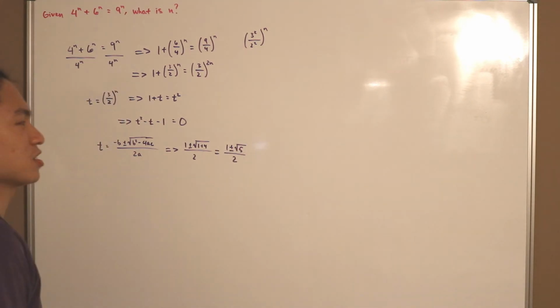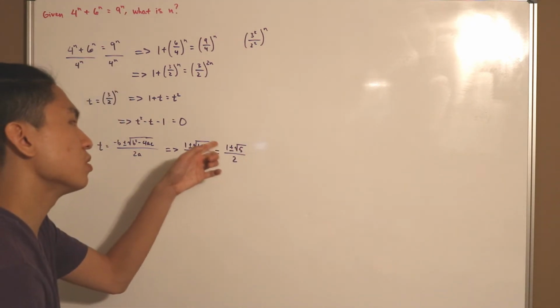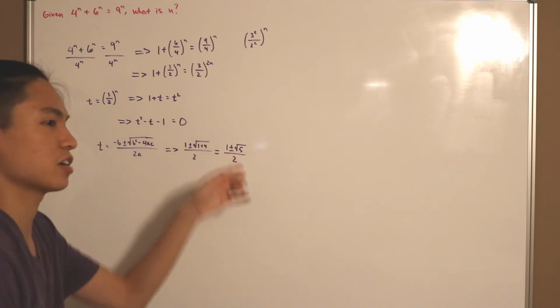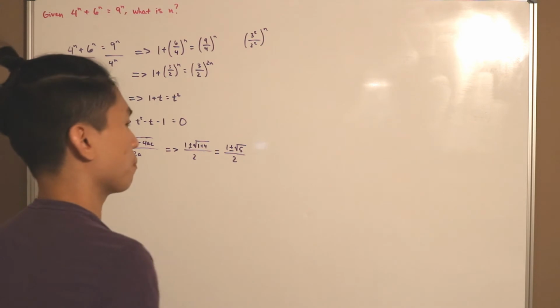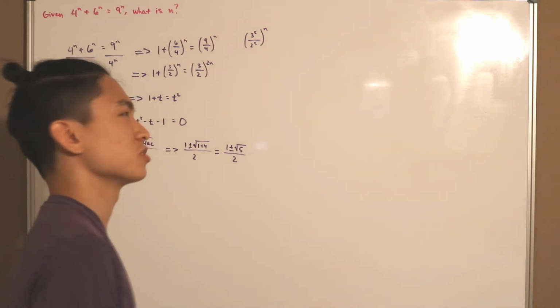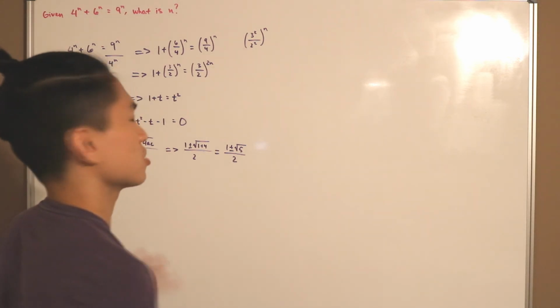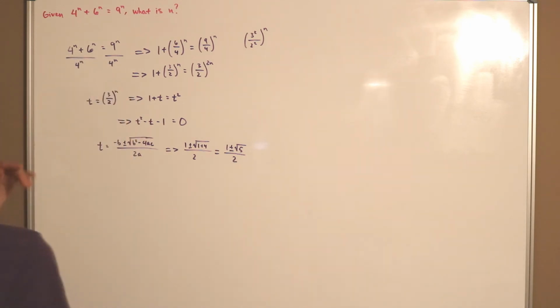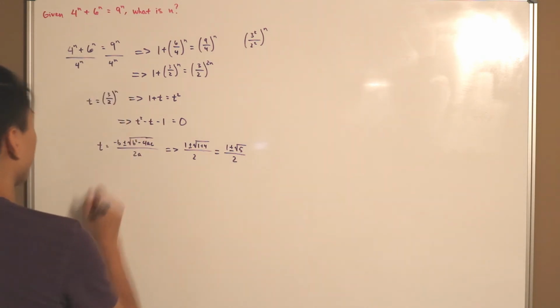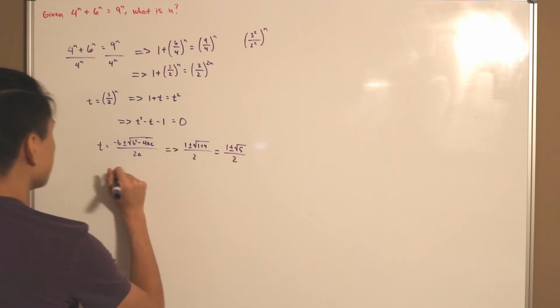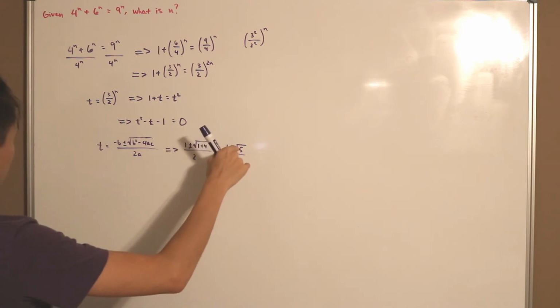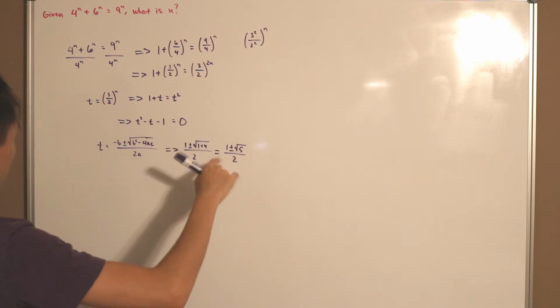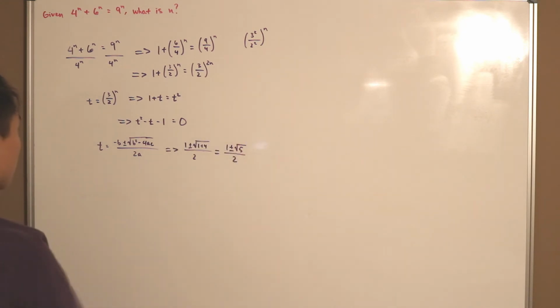Completely unnecessary, but this is interesting. The number 1 plus the square root of 5 divided by 2 is actually a special number known as the golden ratio. It's not really important for solving this. I just thought it was interesting to point out. So anyway, now we actually have two solutions for the quadratic equation. t is equal to 1 plus the square root of 5 divided by 2 and 1 minus the square root of 5 divided by 2.